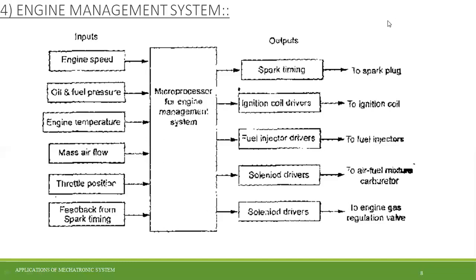Next one, ignition coil drives. So whether that particular coil is getting ignited or not. Next one, fuel injector drivers, solenoid drivers. That is nothing but electrical power supply. Indeed, to get the electrical power supply or charge burn, how much ratio needs to be maintained? That is the air fuel mixture within the carburetor.